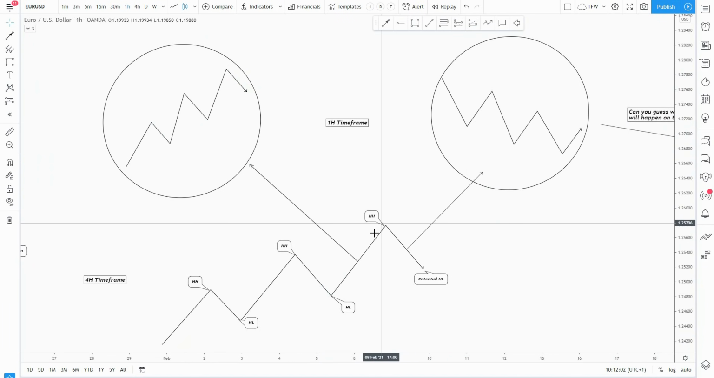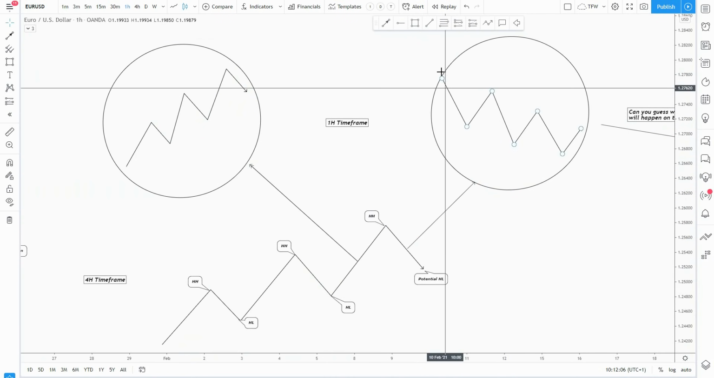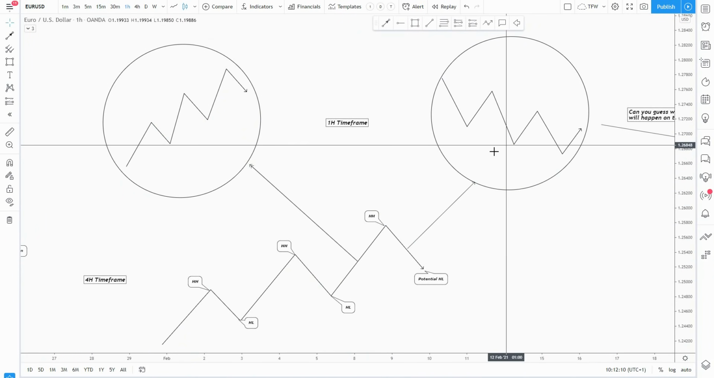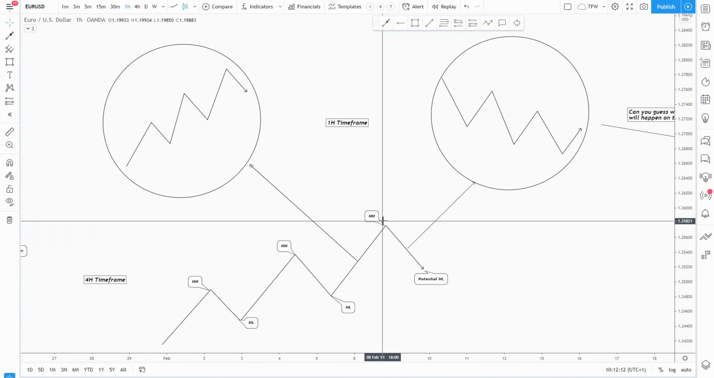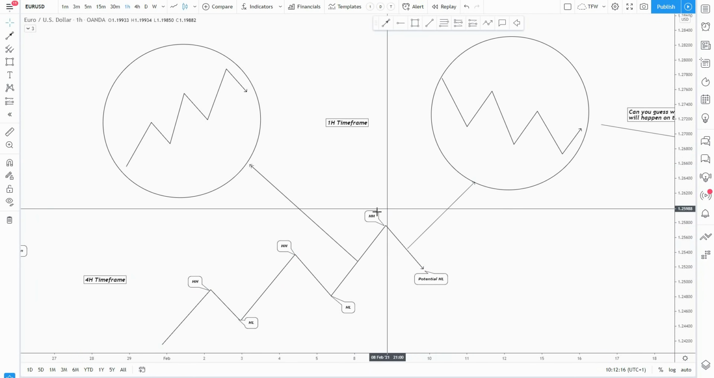Then imagine this correction right here. How does that look on the hourly time frame? Here you go. It's a downtrend, right? So can you take shorts? Absolutely yes. Because once the market creates a higher high, you expect a higher low. So what you can do is you can actually capitalize on the move down.